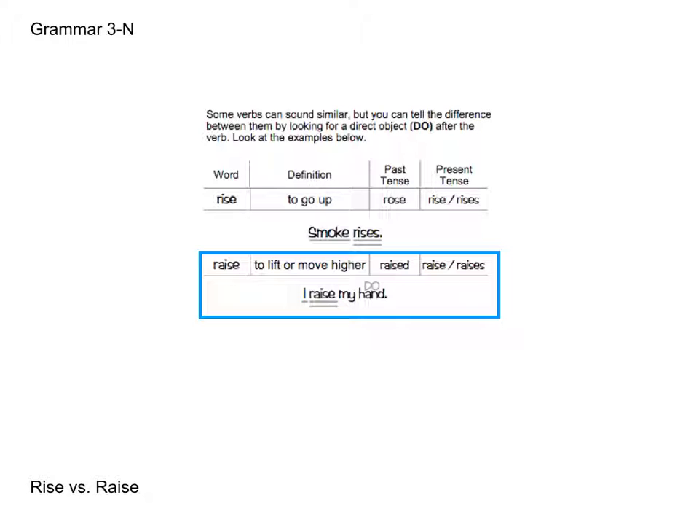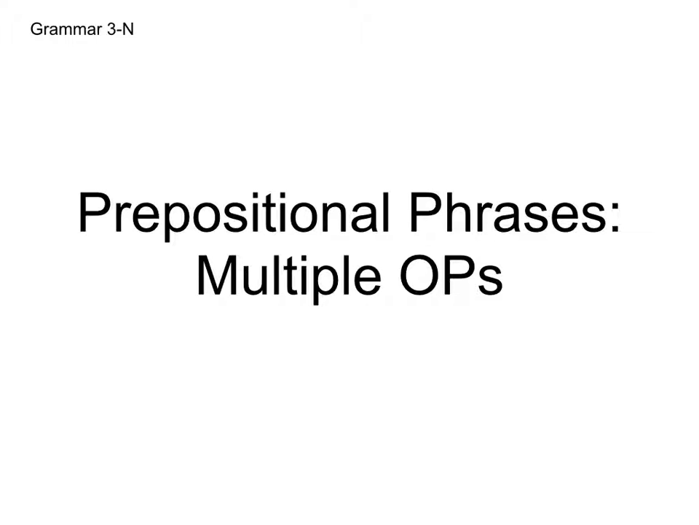So once again, get rid of those prepositional phrases, and then after that, if you're unsure, complete the action yourself. It'll help you a lot to understand the difference if you're confused. All right, so now we're going to go into prepositional phrases with multiple objects of the preposition, or multiple OPs. So let's look at the explanation page once more.